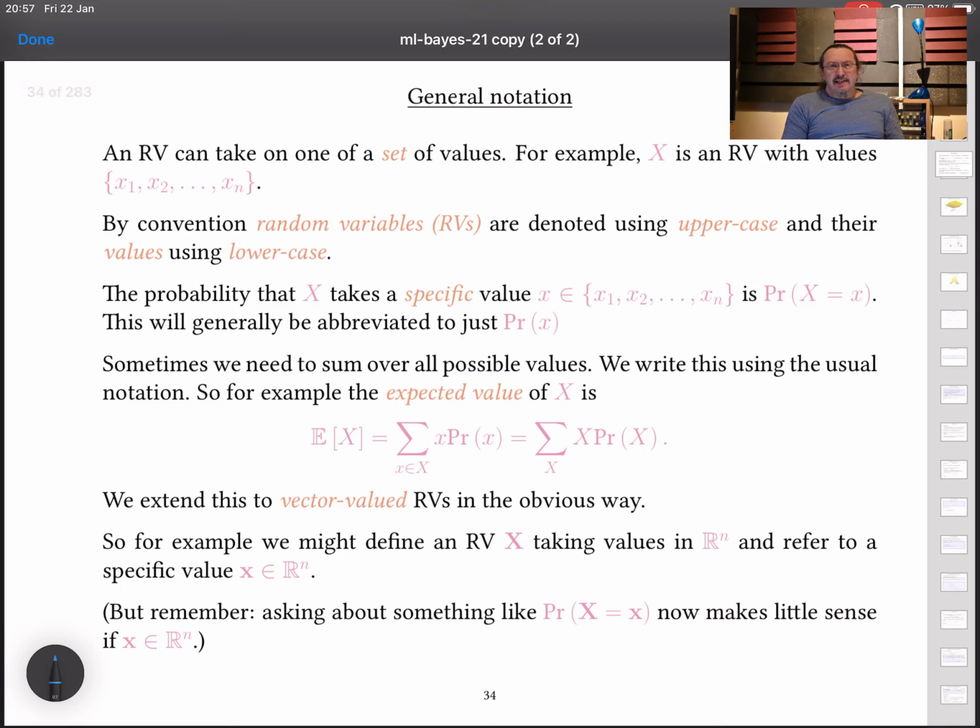Now, I use a fairly standard notation when dealing with random variables. A random variable is a set of values, and the random variable itself is conventionally written in uppercase, whereas the specific values that it can take are written in lowercase. So if I have a random variable big X, it may take values in some particular set.